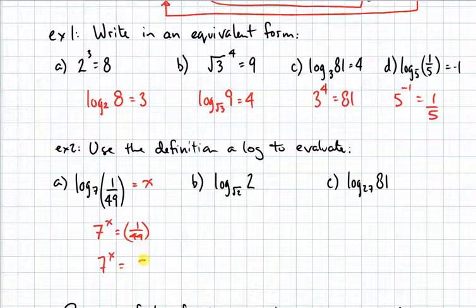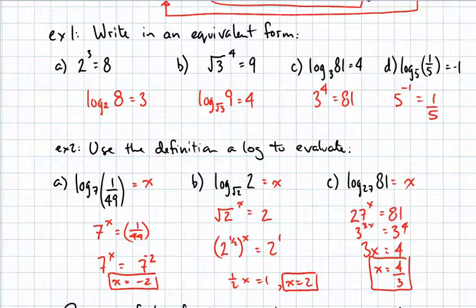So that's going to be 7 squared, and the 1 over is a reciprocal, so negative, which leads me to negative 2 being what log base 7 of 1 over 49 equals. Pause and try these next two on your own. Okay, hopefully you were successful there. Compare your answers to mine.